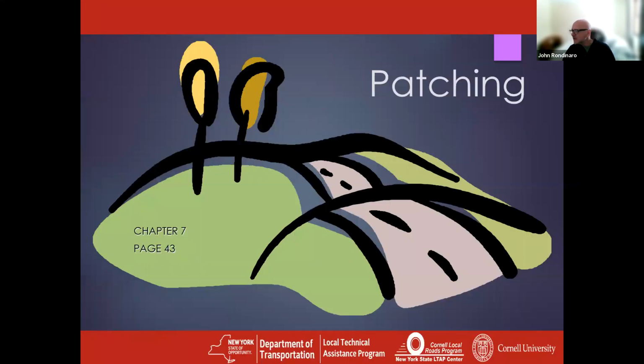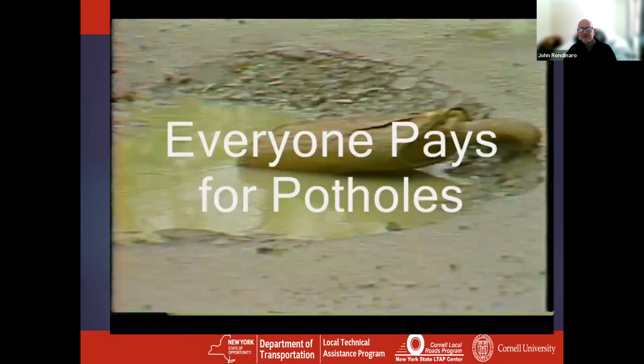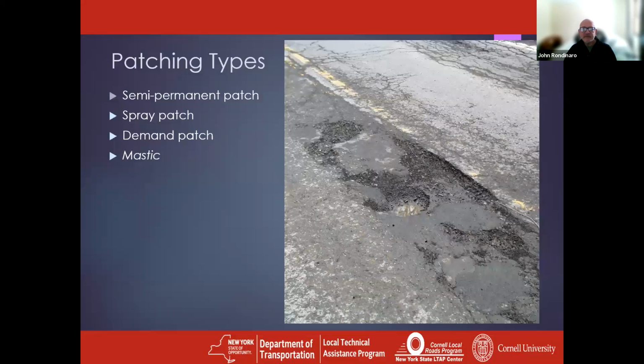We're going to pick up the pace a little bit, about halfway through our session. Let's talk about patching, and that refers to Chapter 7 in our workbook. All right, this picture says it all. Anybody that's left a muffler or an axle or something bigger in a pothole is not a very happy camper. So we've got 4 different patching types.